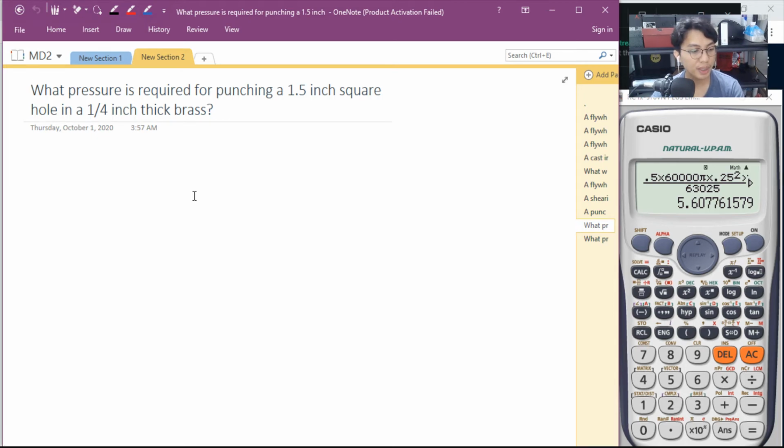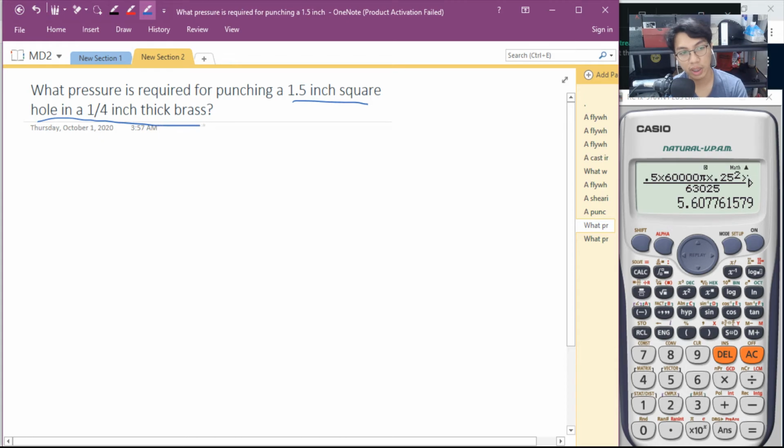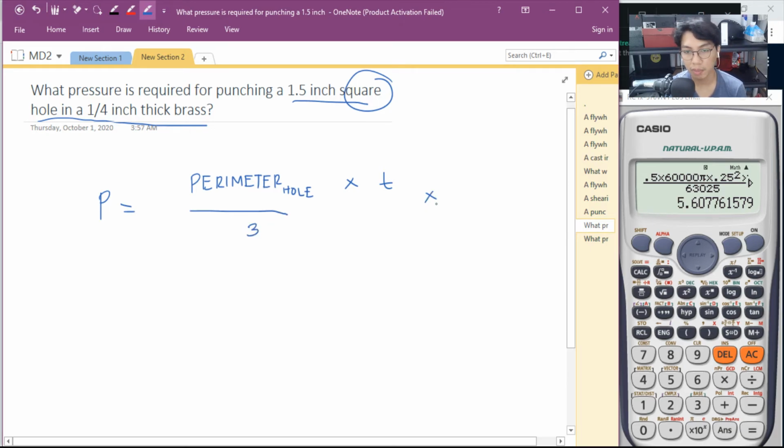So, what is the pressure required for punching a 1.5-inch square hole in a 1/4-inch thick brass? So, the general formula is P, tapos perimeter ng hole. Ano ba yung hole mo dyan? Di ba? Square. Multiplied to the thickness of the plate. Divide mo ito ng 3. Multiply by factor. Ano ba yung factor natin dyan? Yung factor, saan papasok to?